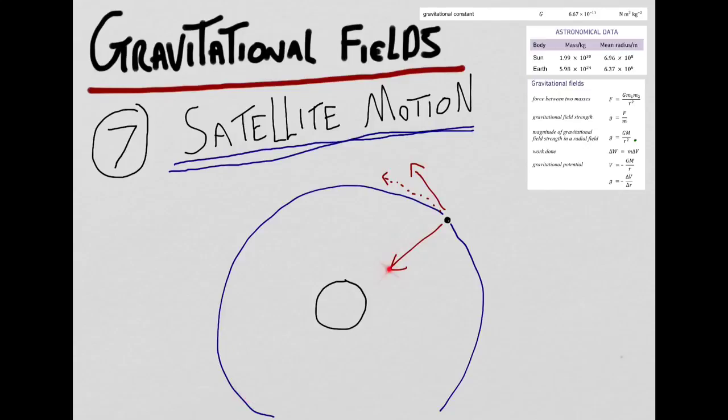So what is this force here? Well, it's in the title, I suppose. This is the force of gravity. So it's the force of gravity that's pulling in towards the planet that it's orbiting.